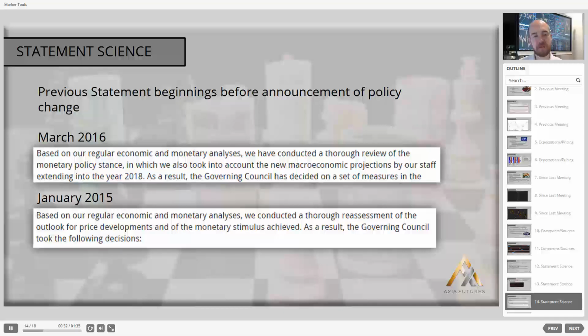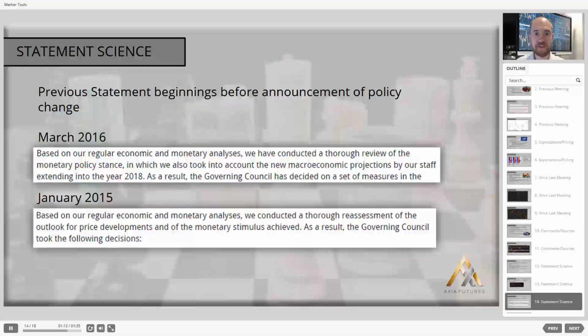Now, if you think back to earlier slides when we looked at the ECB, usually they will start their statement at the press conference with, based on our regular economic and monetary analysis, the ECB key interest rates either changed or remained at whatever level. However, when they have changed policy, in January 2015 and March 2016, the start of the press conference was, based on our regular economic and monetary analysis, we conducted a thorough reassessment, or in the case of March, we conducted a thorough review of the monetary policy stance.